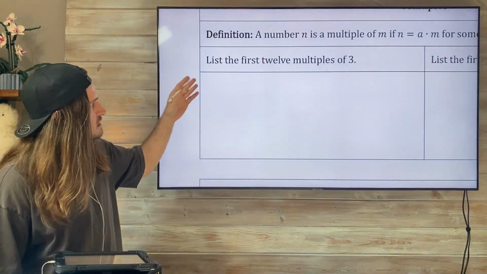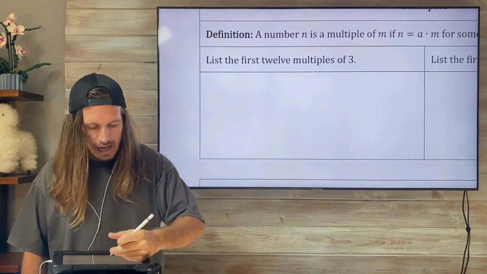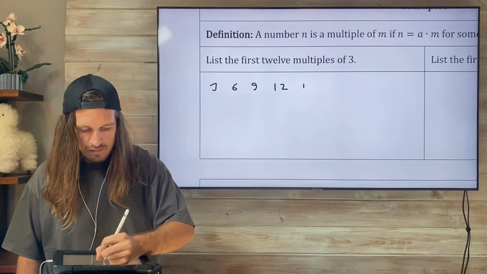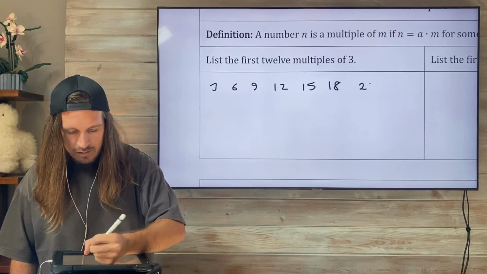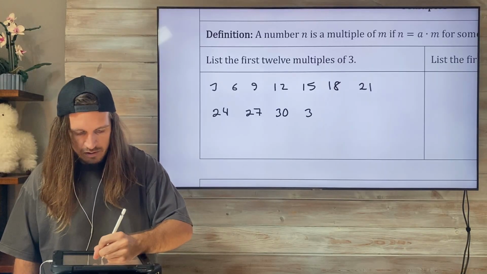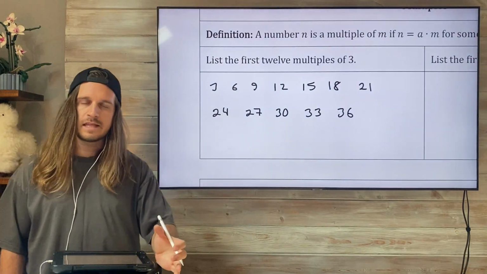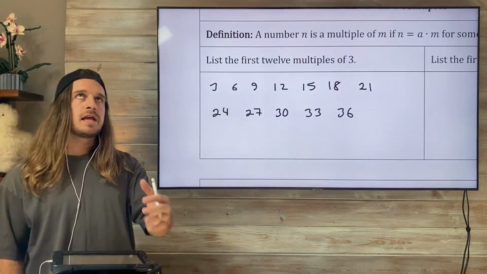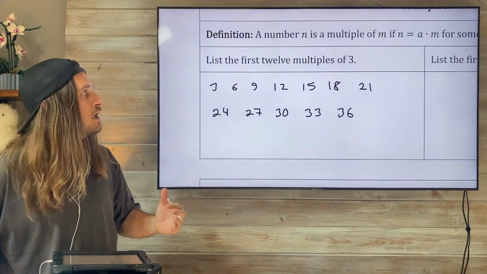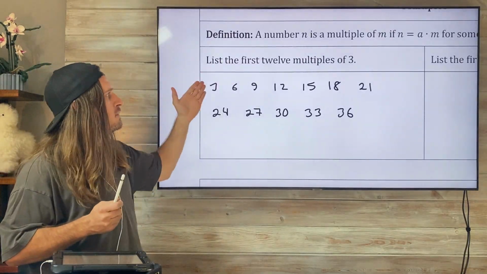But let's just list the first 12 multiples of 3, right? What do I mean? I mean 3, 6, 9, 12, 15, 18, 21, 24, 27, 30, and then 33 and 36, right? Okay, those are the multiples of 3. That's what multiples mean. In a very informal explanation, at least remember that multiples of a number will be bigger than the number, right? 3 is the same, but then everything else is bigger.